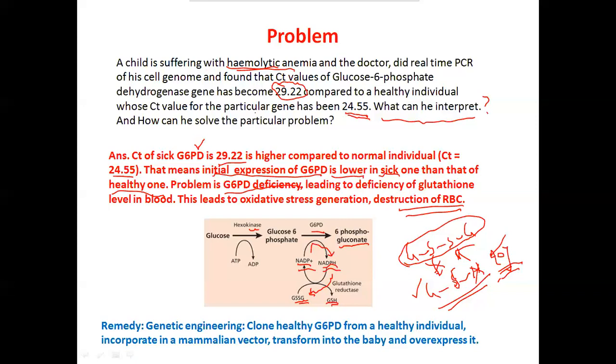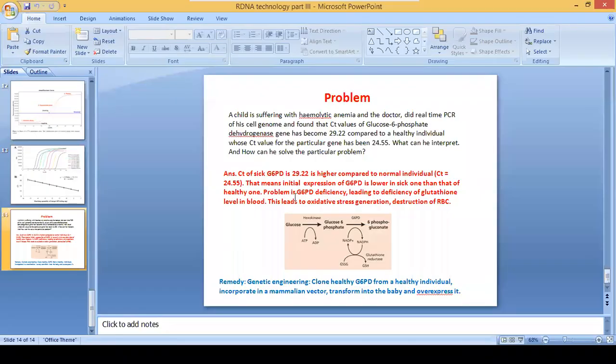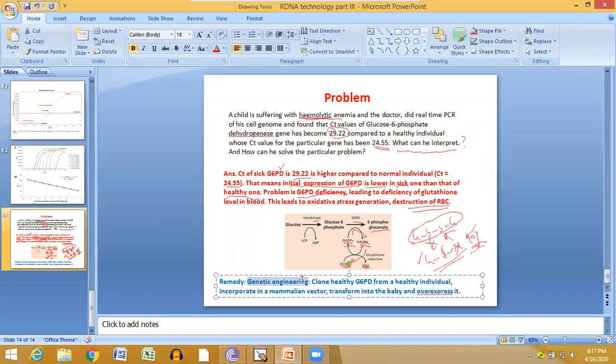So now how can he compensate for this? What needs to be done? He needs to do genetic engineering. How? He needs to clone the healthy glucose 6-phosphate dehydrogenase gene from a healthy individual and put it in a vector. If you are going to treat the child, you have to put it in a mammalian vector and transform it into the baby. It will automatically overexpress, so the glucose 6-phosphate dehydrogenase deficiency will be gone.